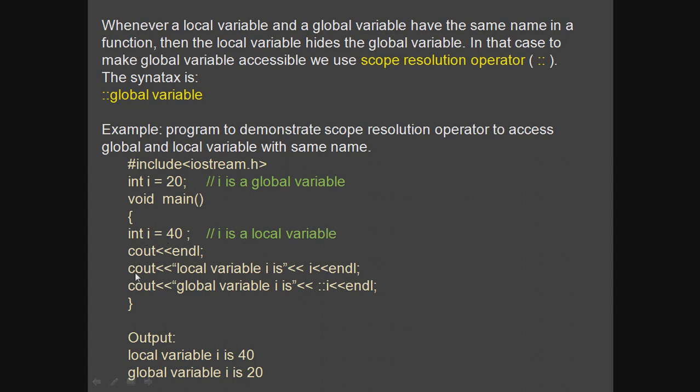When the cout statement is run, cout local variable is, since it is inside the main function, this local variable i which stores the value 40 will be called, and it will display the output: local variable i is 40. Second statement, when we run this cout statement, cout global variable is, since the scope resolution operator is used, it will call this global variable, which is outside of this function.